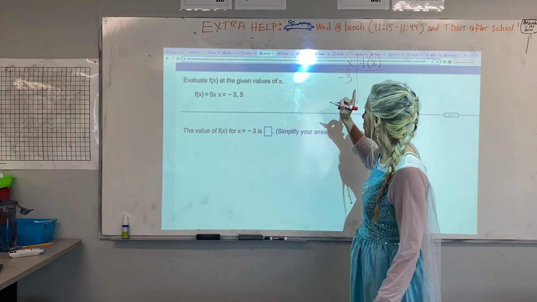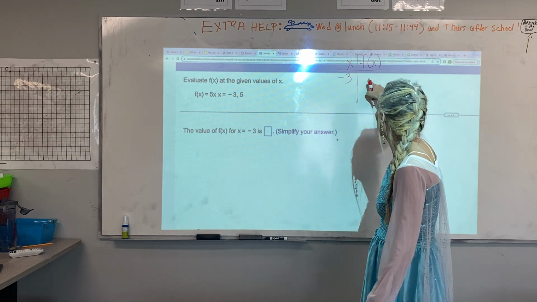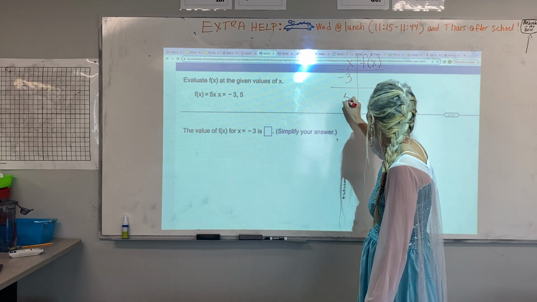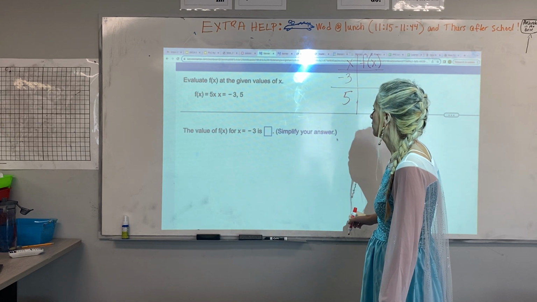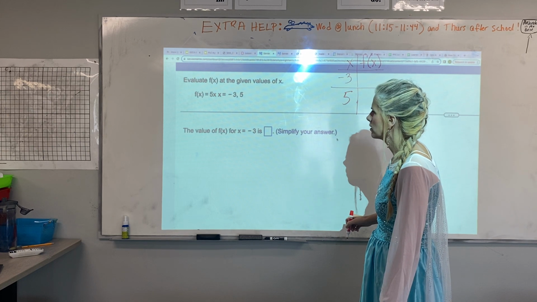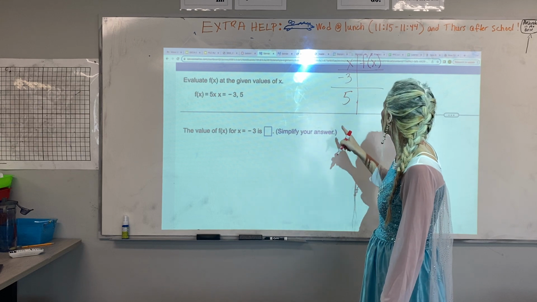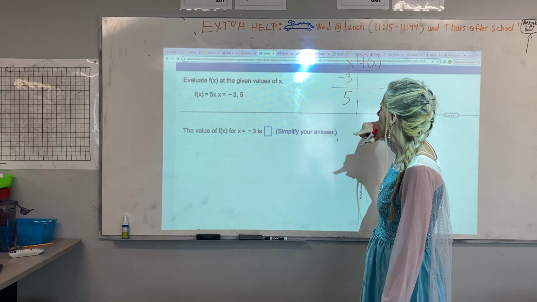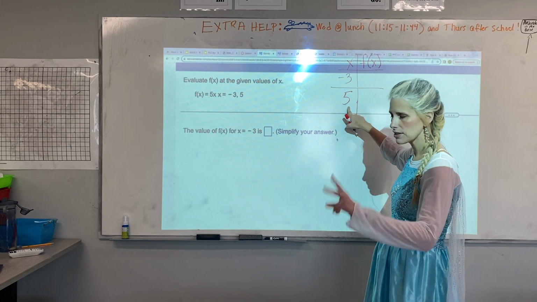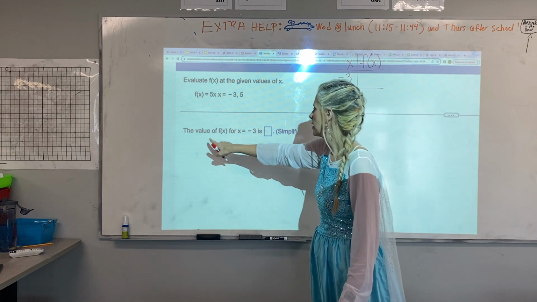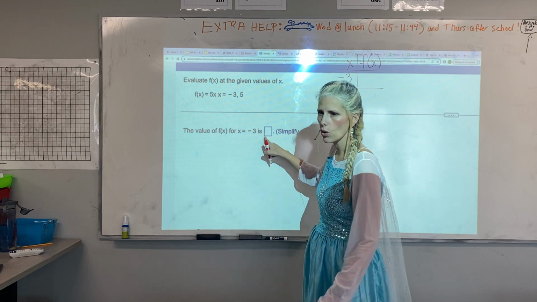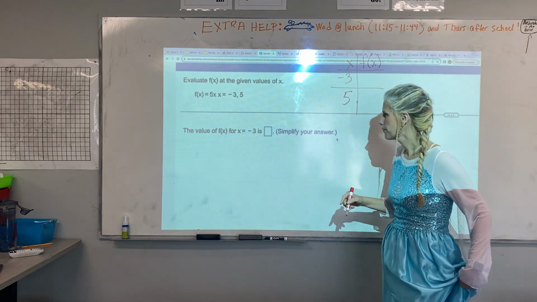So if we put in a -3, what's going to come out? We don't know yet. And then we're also going to find out if we put in a 5, what is going to come out. What do we put for the f of x? Let me get there in a second, okay? So we're trying to find two different values. What comes out when we put in a -3 and what comes out when we put in a 5. We're going to have to solve this separately, okay? See how this says the value of f of x for x equals -3 is, so we're only looking for one answer at a time.